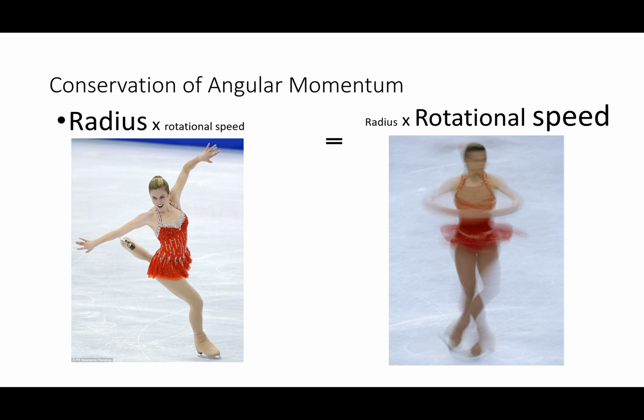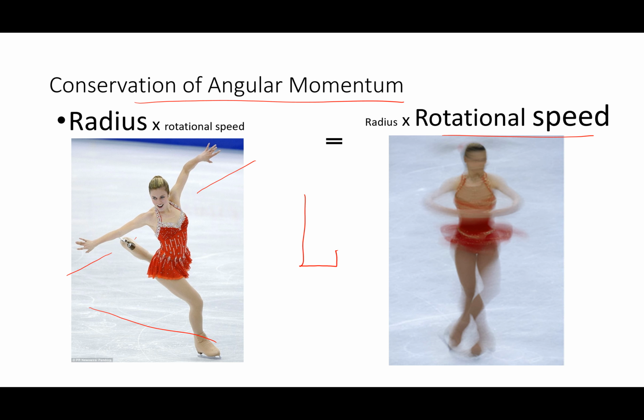Classic example of conservation of angular momentum is an ice skater. As a child, again, I would watch this on TV and was fascinated. How could someone go from having their legs extended, their arms extended, and then they'd tuck really, really tight, and they'd be rotating really crazy fast? Wasn't until I studied physics that I understood it was conservation of angular momentum.